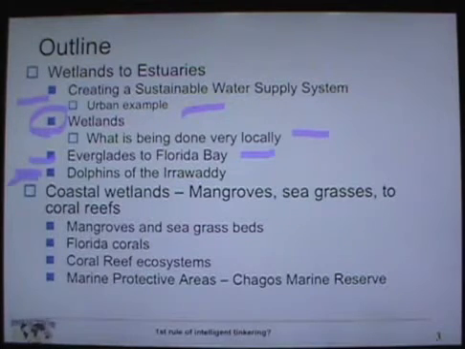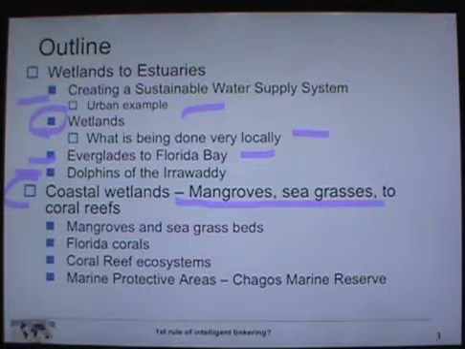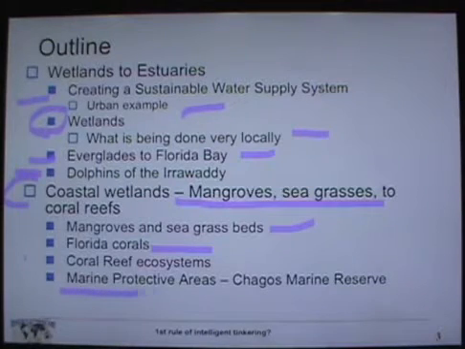Moving a little bit further offshore, mangroves, seagrasses, coral reefs. What are mangroves and seagrasses? What's their use? Florida corals. It's not just the keys. It's one of the things that I've learned in putting this together, it's more than just the Florida Keys. And then coral reef ecosystems and some marine protected areas, the Chavez Marine Reserve.